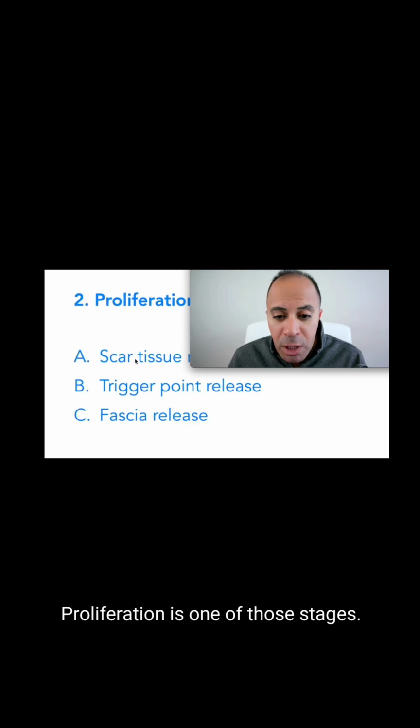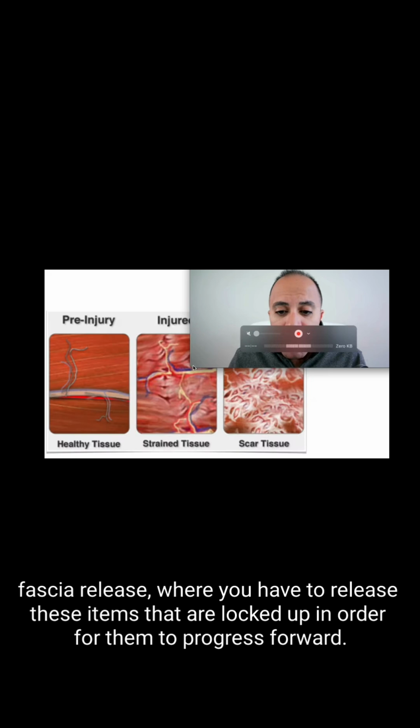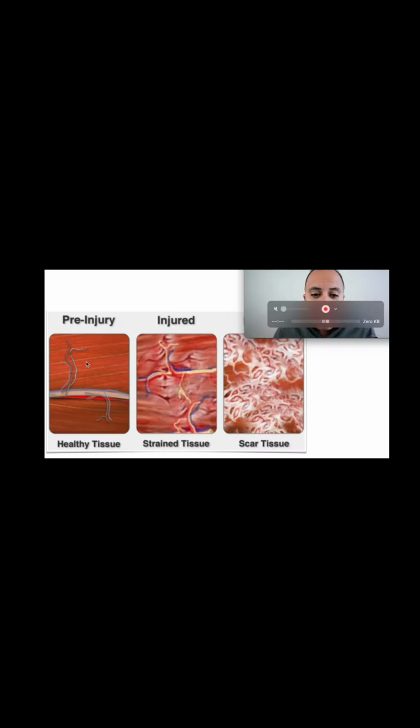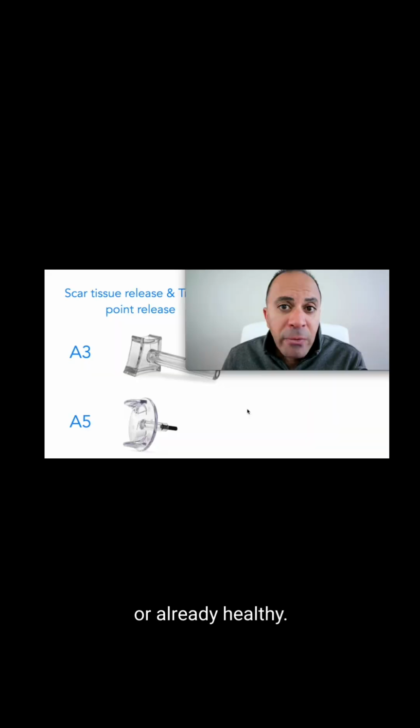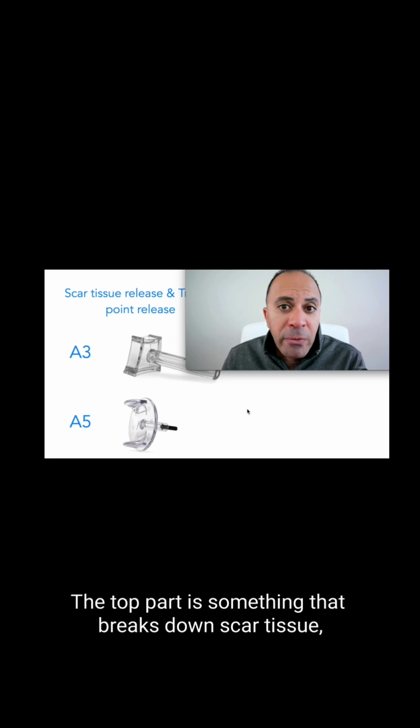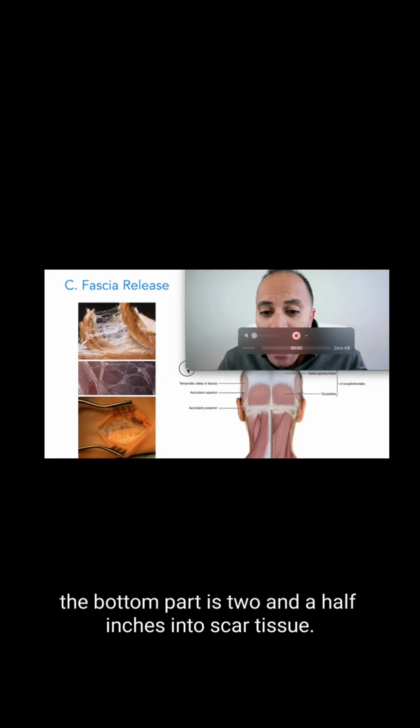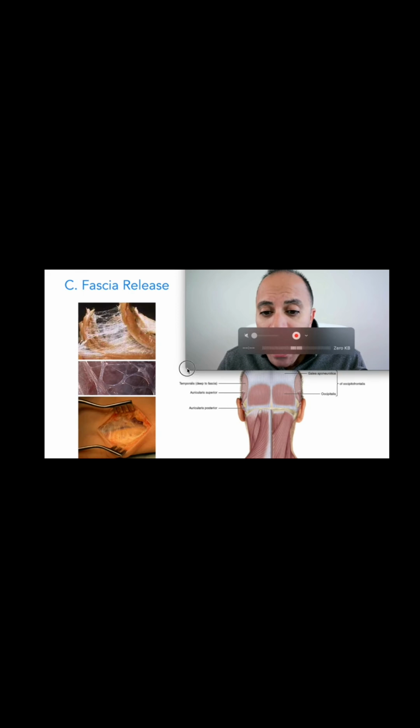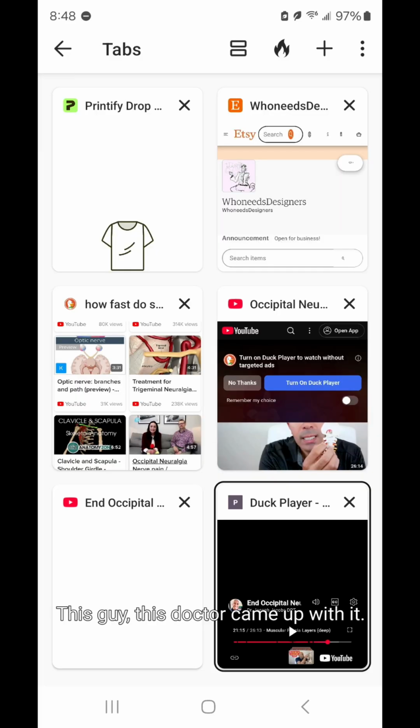Proliferation is one of those stages. Scar tissue, trigger points, fascial release, where you have to release these items that are locked up in order for them to progress forward. On the right is progressing backwards. On the left is progressing forward, or already healthy. The top part is something that breaks down scar tissue. The bottom part is 2.5 inches into scar tissue. This doctor came up with it.